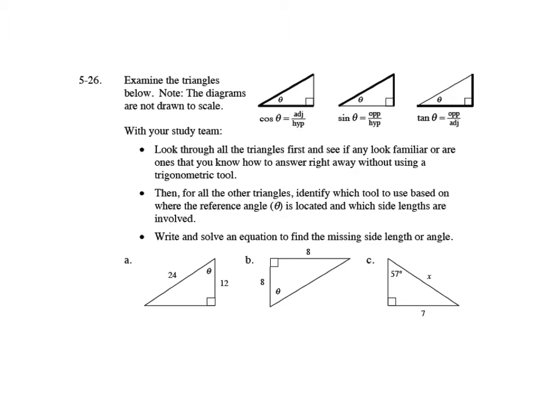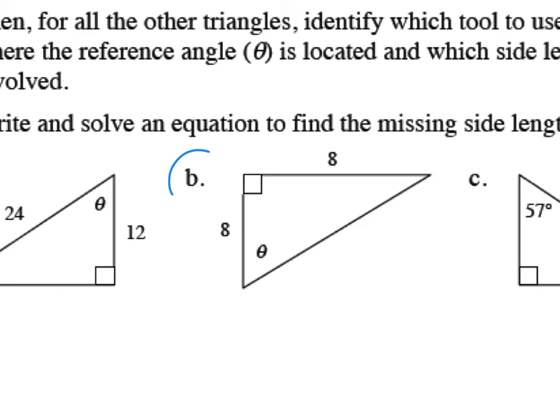All right, on number 26, what I want to do, again, is just highlight the fact that these are the ratios that we've dealt with in terms of trigonometry, and these allow us to find either angles or missing sides within a right triangle. So on number 26, there's three triangles, and I would encourage you to draw them on your paper. It says, look through all the triangles first and see if they look familiar, or ones that you know how to answer right away without using a trig tool. Then for the other ones, identify which tool should be used and find that missing variable. What I want to highlight to begin with is this one, letter B.